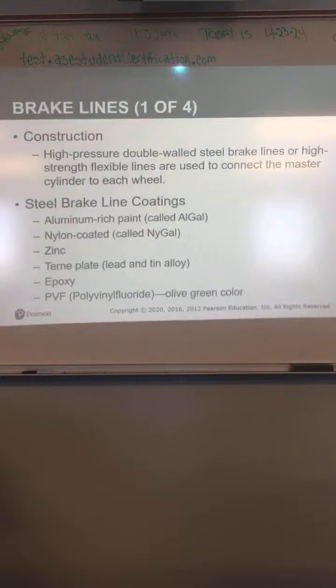Okay. Brake lines are double-walled steel. Okay? High-strength flexible lines are needed to connect the master cylinder to each wheel. So you have flexible lines and you have hard lines. The hard lines run front to back in the car. The flexible lines will go from there to the actual wheel cylinders, brake calipers, whatever. They have to have flexible lines there because your wheels turn, suspension moves, right? Can't have stiff lines in there. They would just end up breaking, right? Okay, double wall steel.